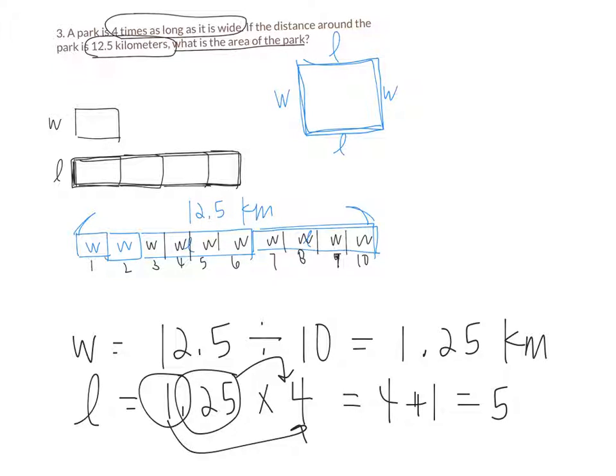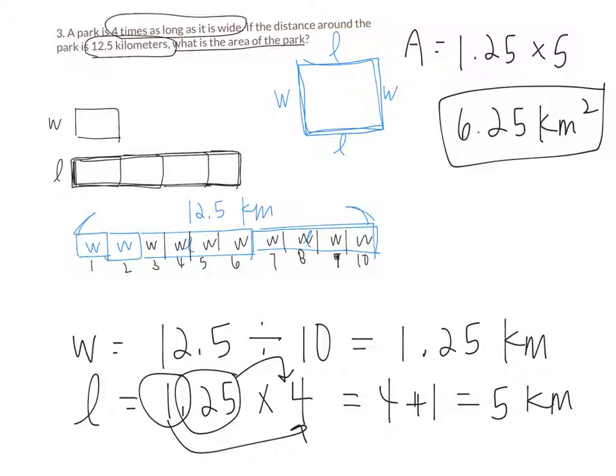5. So which one's the right answer? 1.25 or 5? None of them. Why? What's the question asking? The area. So how can I find the area now that I know the length and the width?